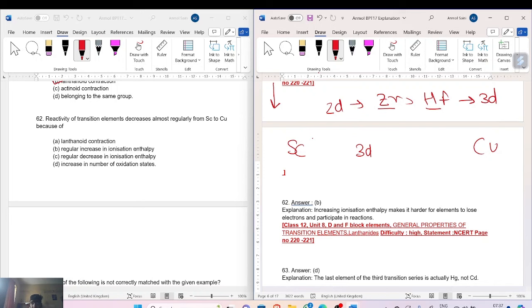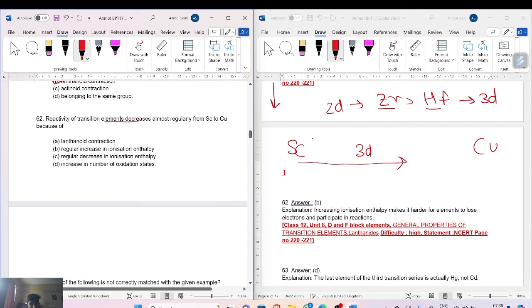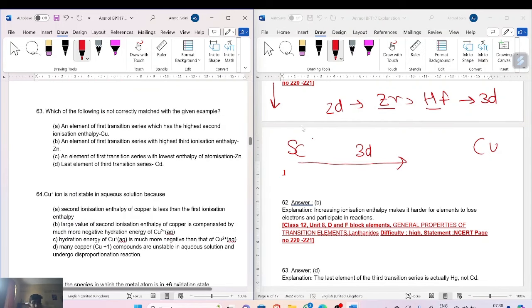So when we go from scandium to copper, it will be harder for the element to lose electrons because there will be high ionization enthalpy. If they can't lose electrons, they can't participate in more reactions. So their reactivity will decrease, and this is due to the regular increase in ionization enthalpy. Okay, so let's come to question number 63.